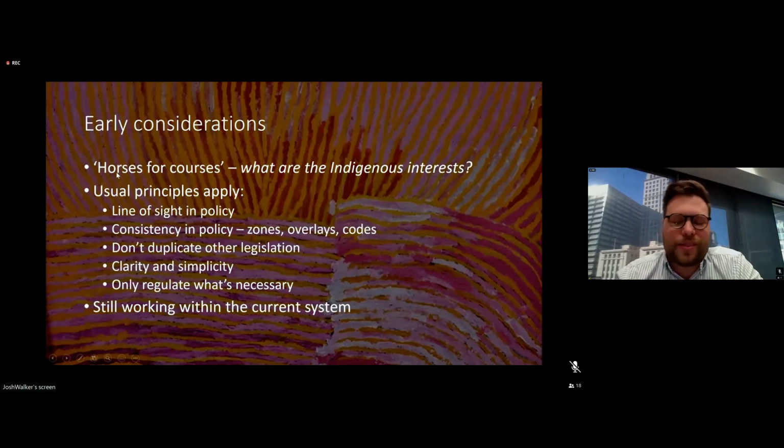Also, as we've said all along, don't duplicate other legislation where it's not necessary. If it already does the role, refer to it and let it do its job. It's also important to be clear and simple. Try not to make things overcomplicated. Just say it clearly, say it once, say it well. And don't try to regulate things that aren't necessary. But again, you're working within the same system, the current system. There's no new system for Indigenous and different rules.